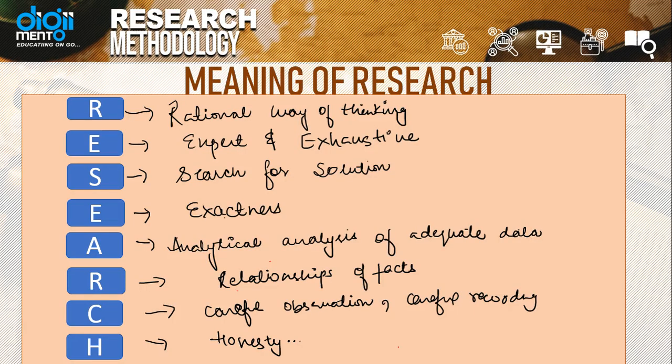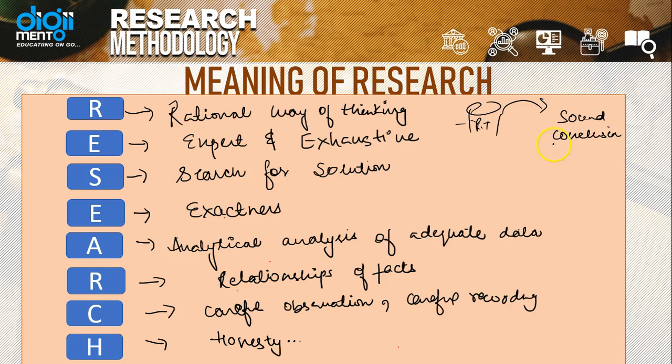Okay, so let's start. The first one is the meaning of research. Basically the meaning of research is totally confined in the word RESEARCH. So this is R. R is rational way of thinking. What is rational way of thinking? With your experience, your opinions, your facts, your data, you will develop your rational way of thinking. And this rational way of thinking gives you a sound conclusion. So this is the input and this is the output, the sound conclusion.